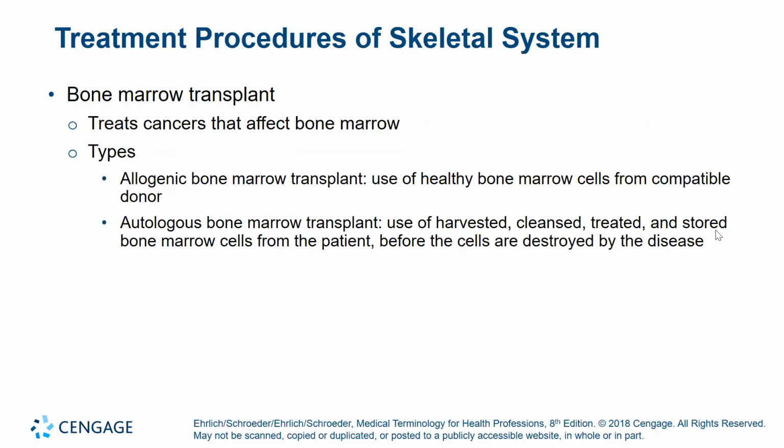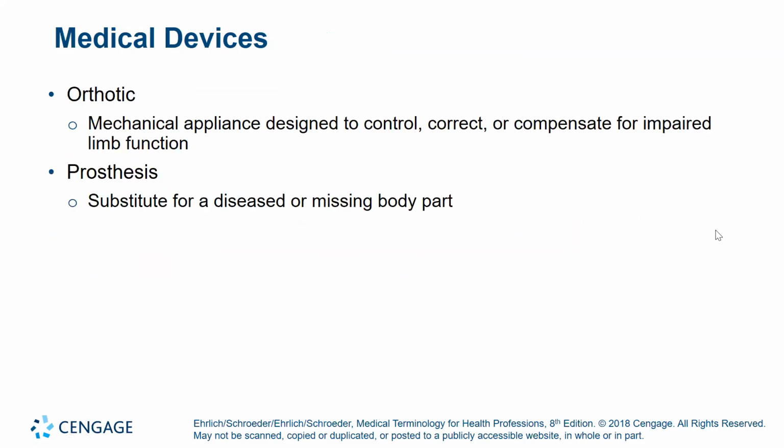You can have a bone marrow transplant, treats cancers that affect bone marrow. There are a couple different kinds, allogenic bone marrow transplant and autologous bone marrow transplant. We have the orthotic, and then also the prosthesis. This obviously substitutes for a diseased or missing body part.